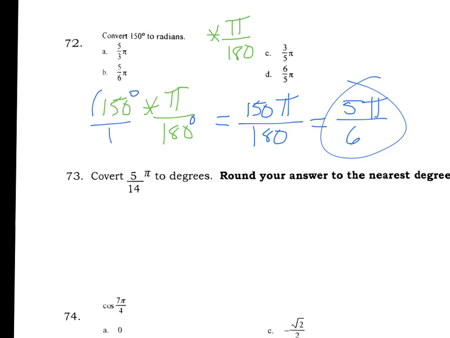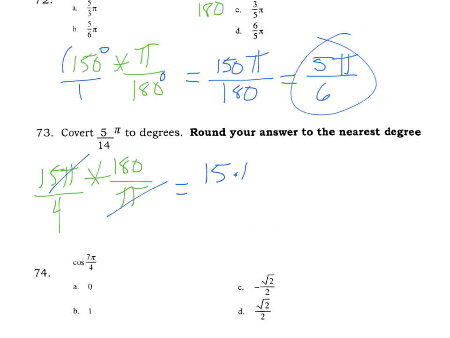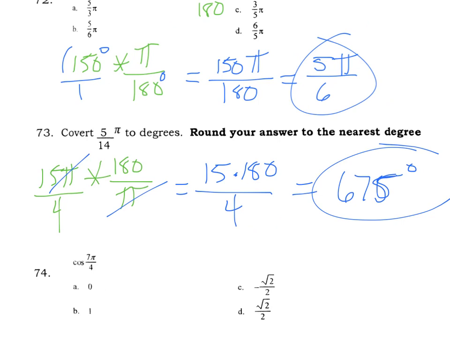Now in problem 73, I'm doing the exact opposite thing. I'm converting to degrees, and so the multiplier is exactly the opposite. It's 180 over pi. Again, 180 degrees in pi radians. And I've got 15 pi over 4. Now the key thing here is your pi's are going to cancel out, leaving 15 times 180 on top and divided by 4. And this is just a graphing calculator problem. 15 times 180 divided by 4 equals 675, whoops, that's a 5, 675 degrees.